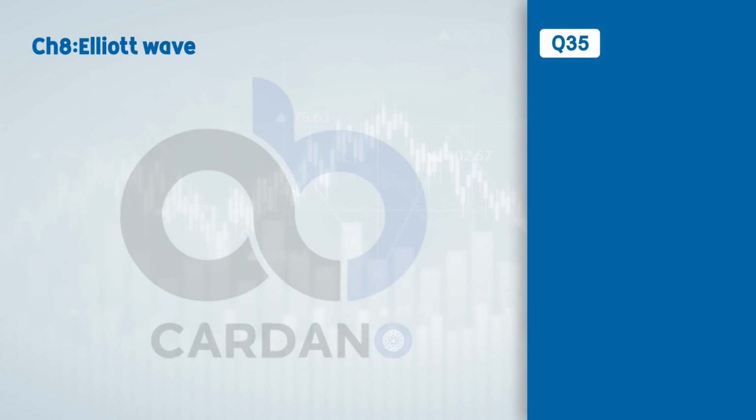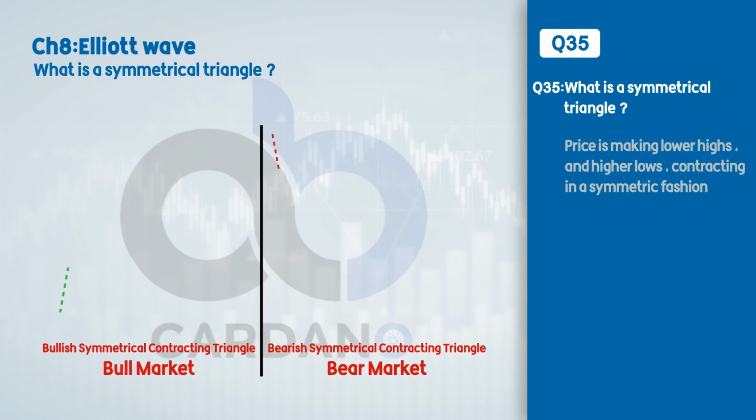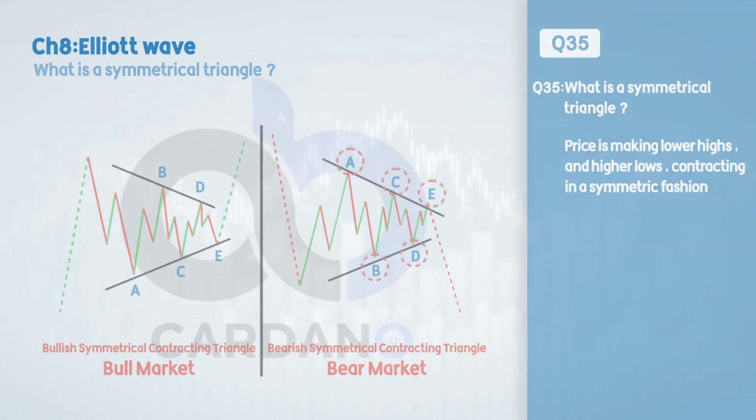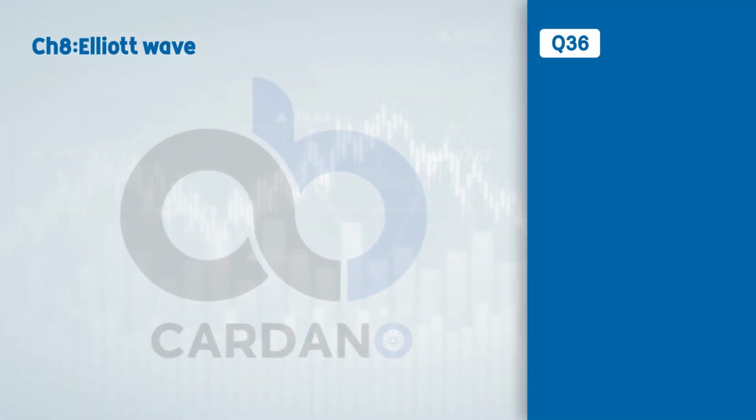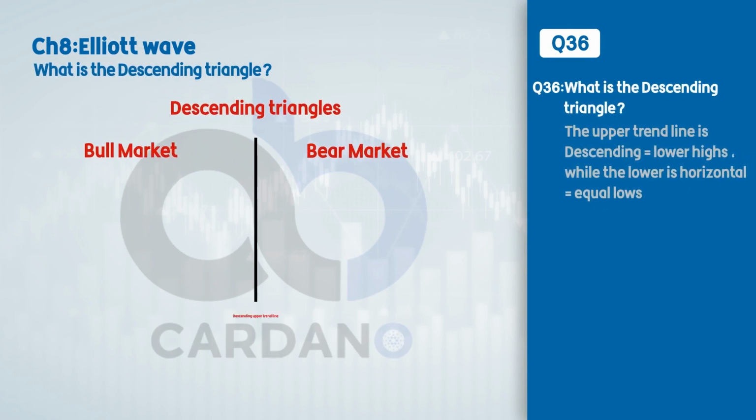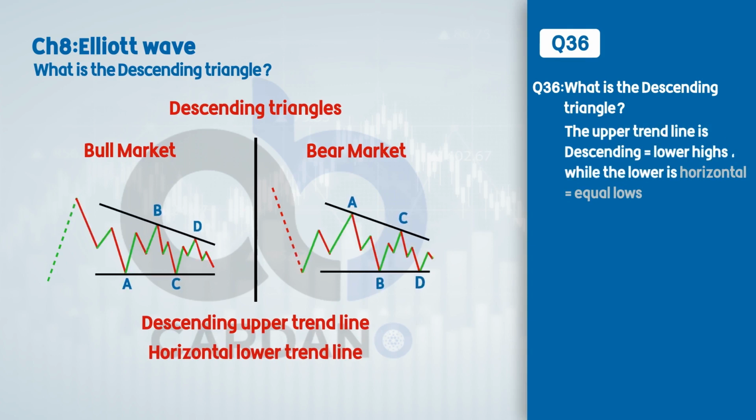Question number 35. What is a symmetrical triangle? The answer is, price is making lower highs and higher lows, contracting in a symmetric fashion. Question number 36. What is the descending triangle? The answer is, the upper trend line is descending, lower highs, while the lower is horizontal, equal lows.